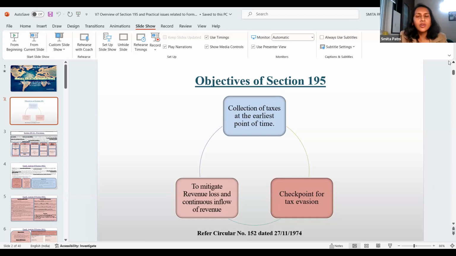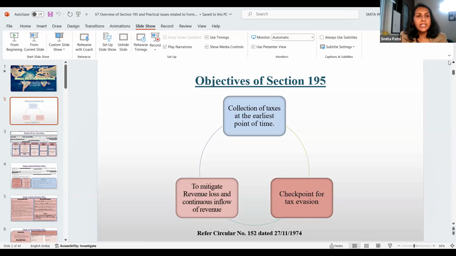The other important thing about section 195 is that for the rest of the other sections, we have some threshold, some minimum amount until which no TDS is deducted. I'm talking of all the sections like 194C, 194J, 194I, whatever sections are related to residents. 195 has no threshold. Even if you are making a payment of, say, 1 rupee, you have to deduct tax at the very inception.